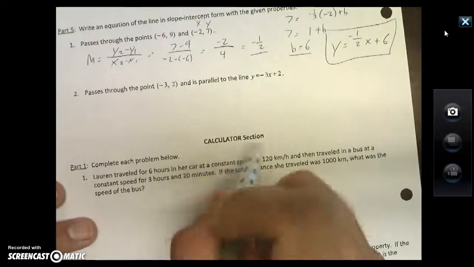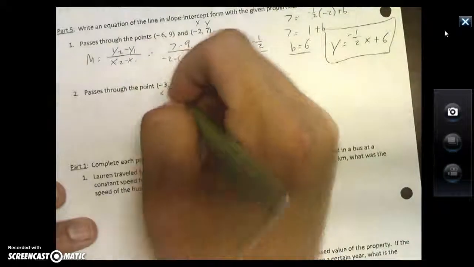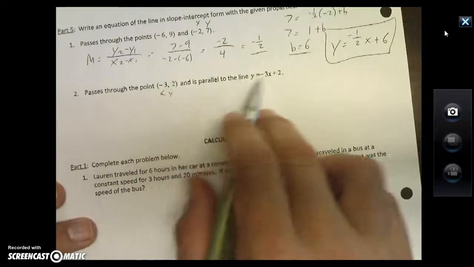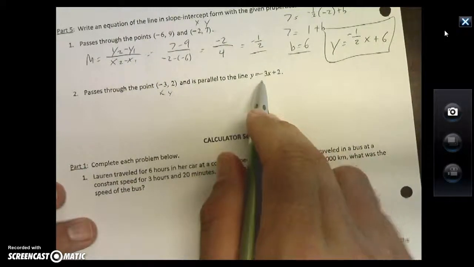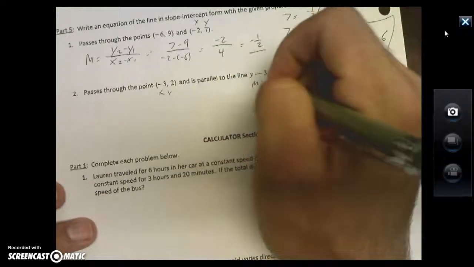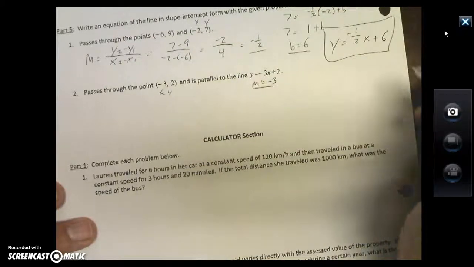Number 2, it's actually a little bit easier. This is an x and a y, passes through this point, and is parallel to this line. Parallel slopes need to be the same. So what's the slope of this line? -3. So the parallel slope must also be -3.